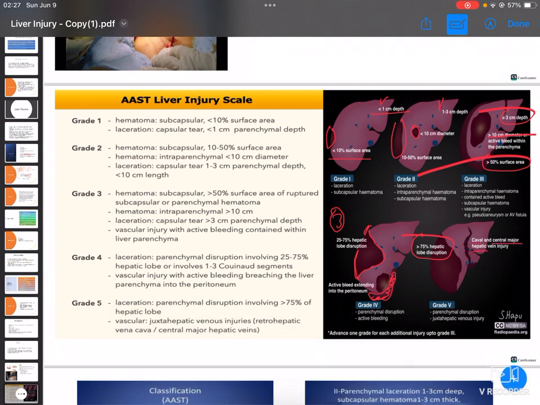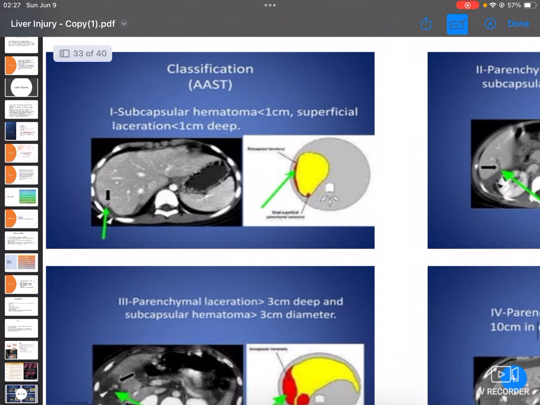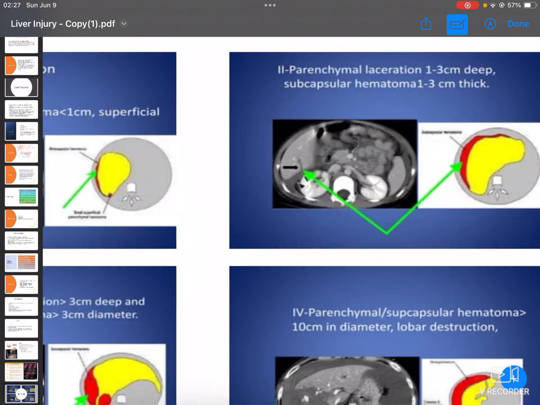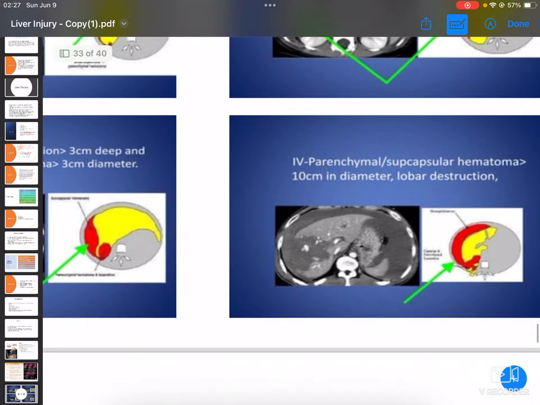AAST: grade 1, subcapsular hematoma, this is very important, less than 1 centimeter, and superficial laceration less than 1 centimeter deep. Grade 2, 1 to 3 centimeter deep and subcapsular hematoma 1 to 3 centimeter thick. Grade 3, parenchymal laceration more than 3 centimeter deep and subcapsular hematoma more than 3 centimeter.